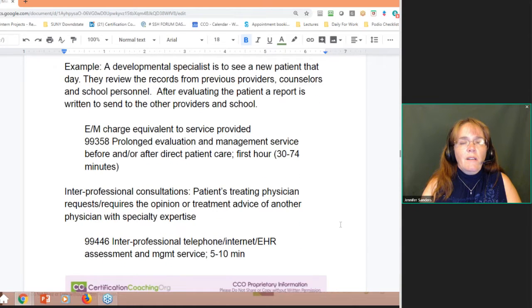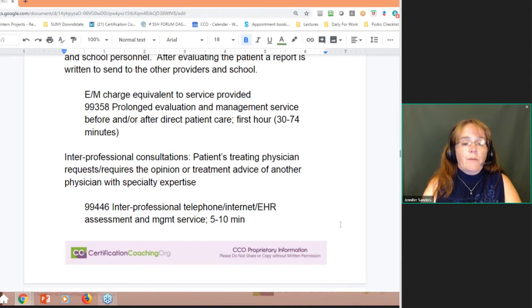So all the time it took them to review those records, write that report, that was non-face-to-face. The patient wasn't there. They weren't in the room. They're able to bill this as well, in addition to what they did. Of course, this all requires documentation. So being able to document that they did that.